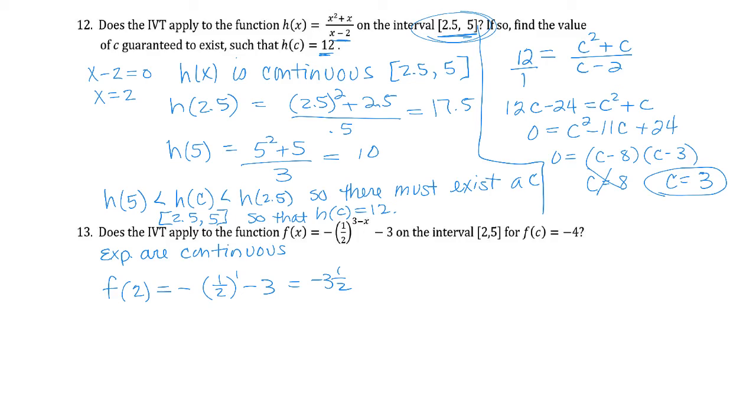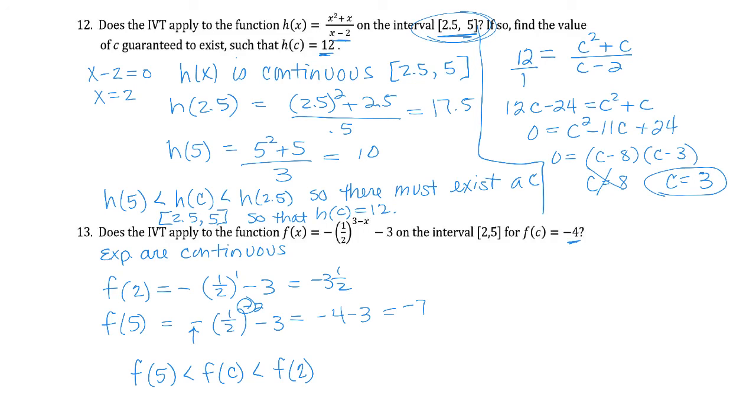And for our other interval, let's see, we're going to look at f at 5. So that's going to be negative, and then 1/2 raised to the negative 2, and then minus 3. So that negative exponent means reciprocal, so that's really going to be a 4, and then this negative out here is going to make that negative 4, then minus 3. So I'm going to have a negative 7. And so very quickly, let's see, we're trying to prove this negative 4. So we see that f at 5 is less than f at c, and that's going to be less than f at 2.